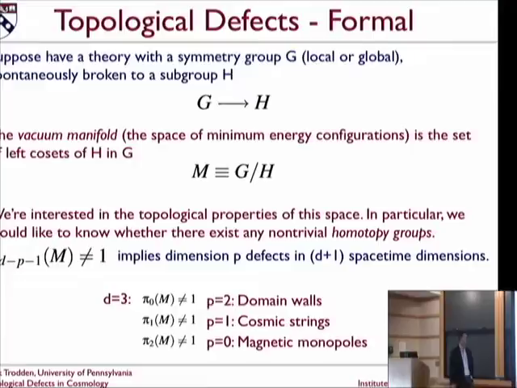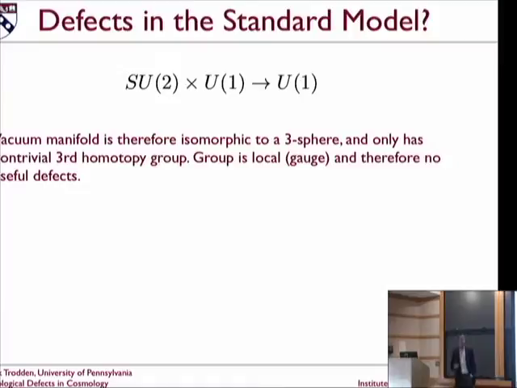So let me go back to the standard model for a moment. I told you the standard model has the strong interactions, which don't really matter for what I have to say here. But there's a spontaneous symmetry breaking that takes SU2 cross U1 to U1. If you compute the vacuum manifold, the Higgs field that breaks this symmetry is a complex doublet that takes a vacuum expectation value. So that's four real fields, all of which have to square and equal a constant. And therefore, the vacuum manifold is isomorphic to a three-sphere.